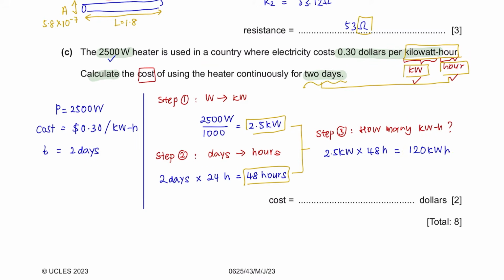Okay, so now you can calculate the cost. So you have $0.3 per kilowatt hour. And we know that the power consumption for 2 days is 120 kilowatts hour. So your cost is $36.